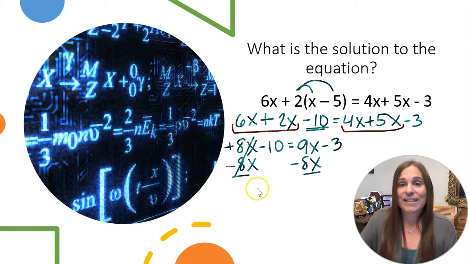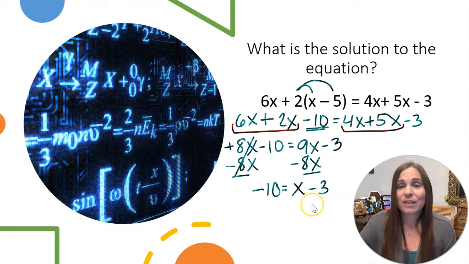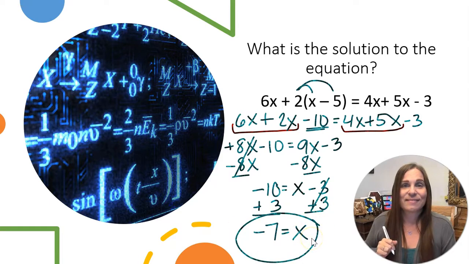So now I get negative 10. 9x minus 8x is just 1x. And I bring down the minus 3. There's one more step to get the x alone, and that would be to do the inverse of subtracting 3, which is add 3. Negative 10 plus 3 is negative 7 equals x. All right, so that would be my solution.